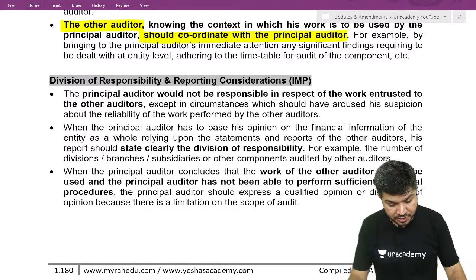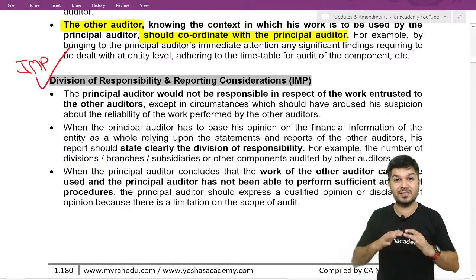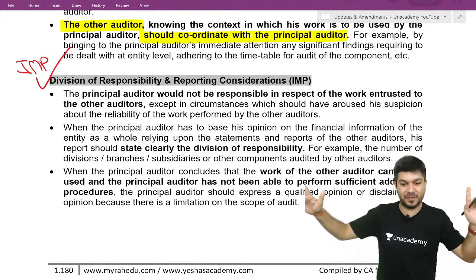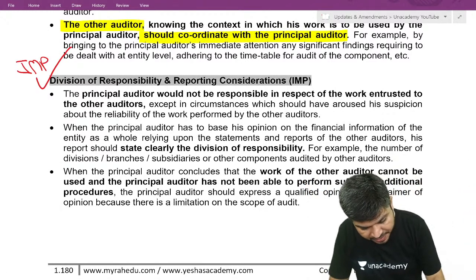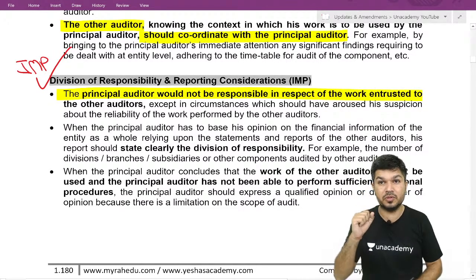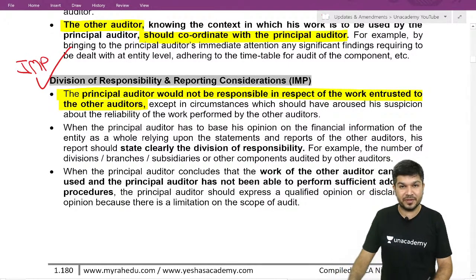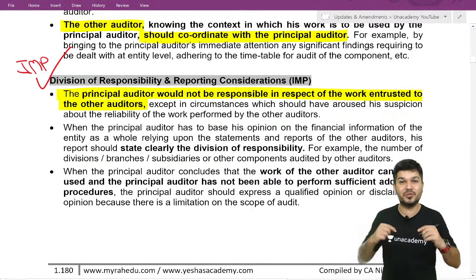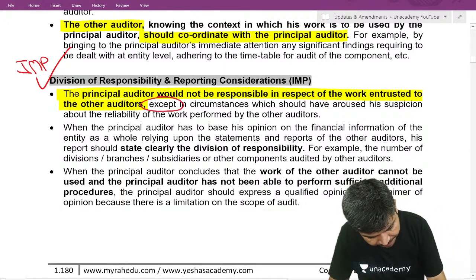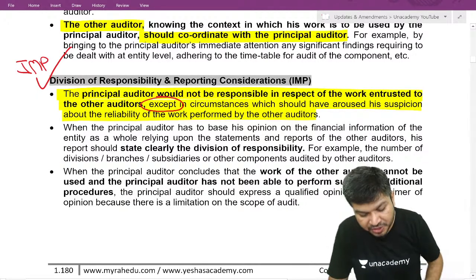Now comes the division of responsibility. Whether the principal auditor is liable for the work performed by the other auditor? No. The principal auditor would not be liable for the work entrusted to the other auditor, except in circumstances that should have aroused suspicion.